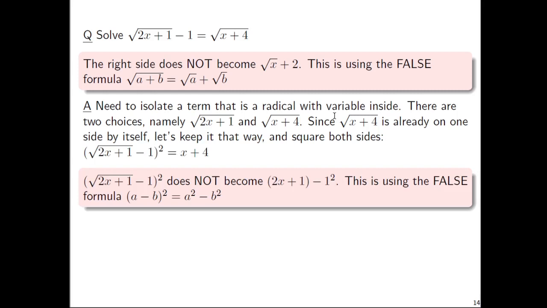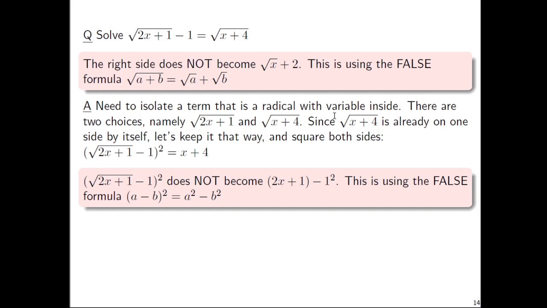Okay, when you square both sides, on the right side, the squaring undoes the square root, so you'd be left with x plus 4. On the left side, we just wrote this as what was there originally, wrapped in parentheses, squared. Just another comment though, sometimes people want to try to distribute the square, but you can't do that. So this doesn't become 2x plus 1 then minus a 1 squared or anything of that sort. Okay, this is using a false formula. So we've talked about false formulas.